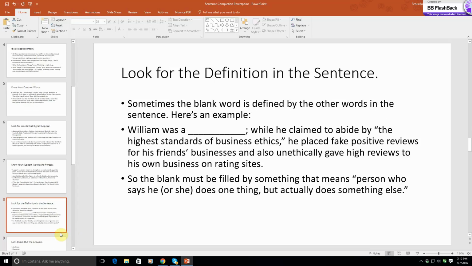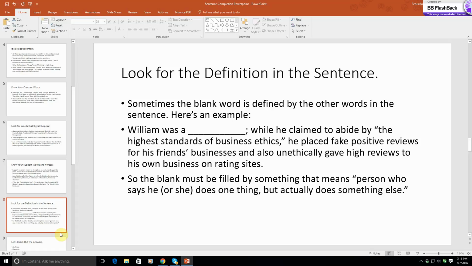Again, these sentences do have to give you enough of a clue that you can actually fill in the blank. So many times they'll give you a definition of the word in the blank as another clause in the sentence. So here's an example. William was a blank, semicolon, so that's starting a new independent clause.